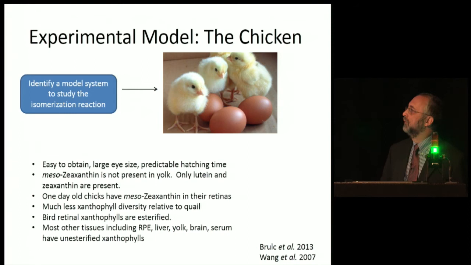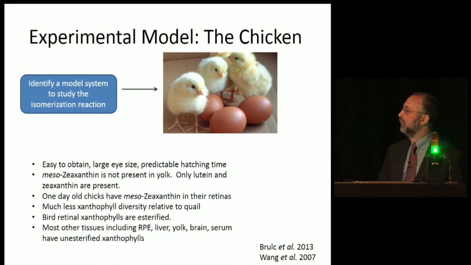And chickens, even the baby chicks, as they're developing, have a large eye size and a very predictable hatching time. And you can grow them in the laboratory. We already know that meso-zeaxanthin is not normally present in the yolk. Only lutein and zeaxanthin are present. So essentially, we're giving a controlled feeding experiment to the developing chick embryo.